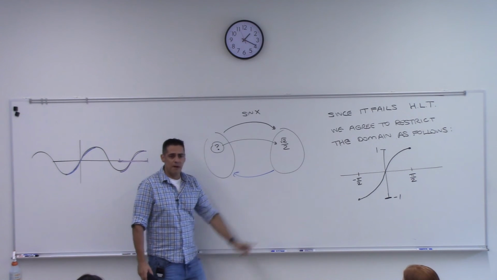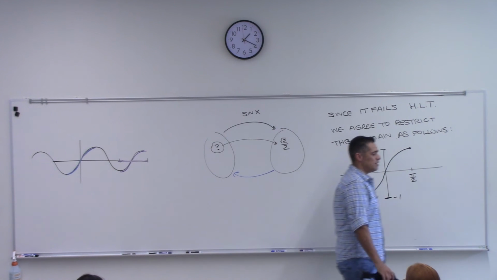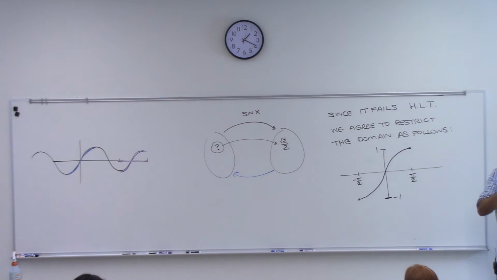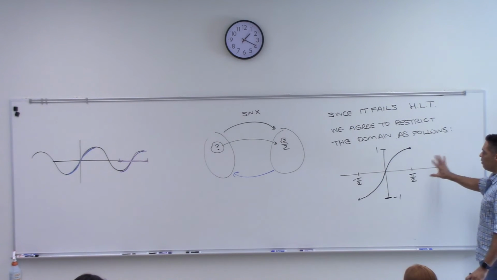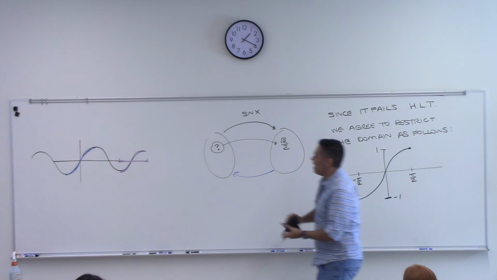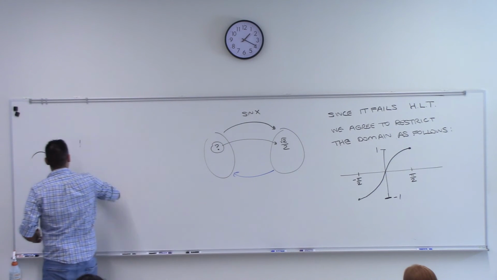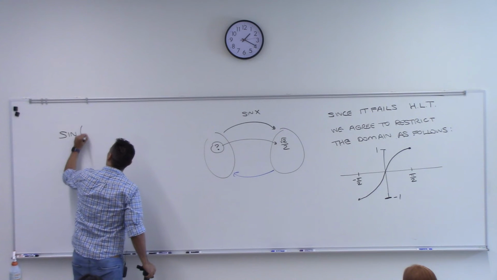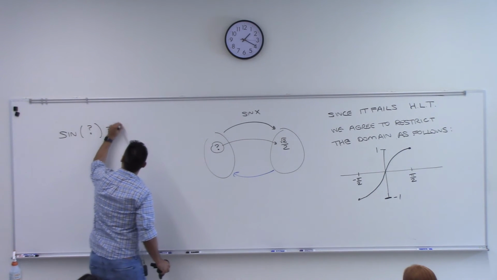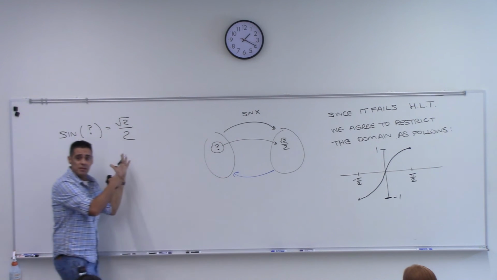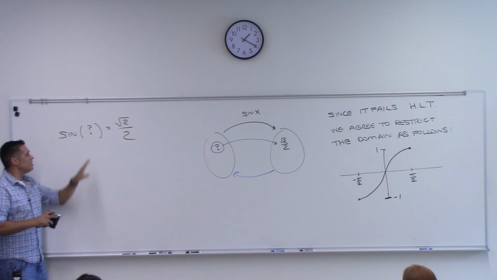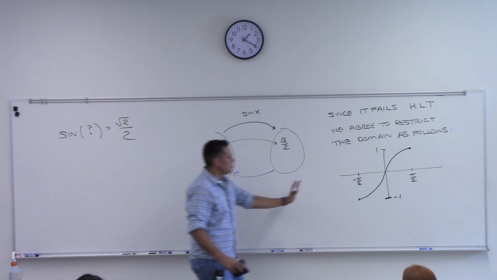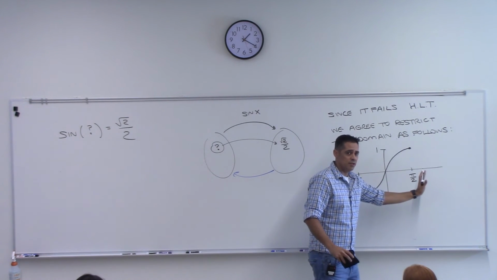What is this? If I restrict the domain, what's the only answer? Pi over 4. Let's see why, though. Remember what this question is asking us. It's saying, sine of what angle is root 2 over 2? Generally speaking, there's an infinite number of answers here. However, I am now restricting our domain between negative pi over 2 and pi over 2.